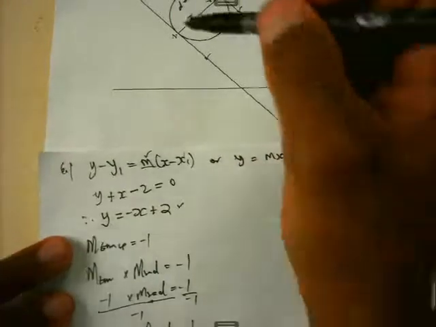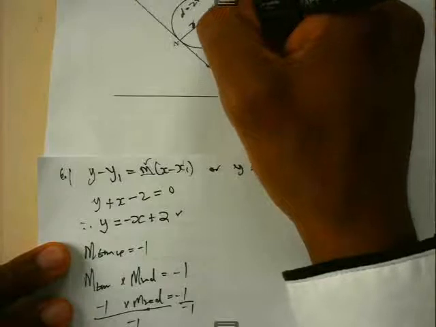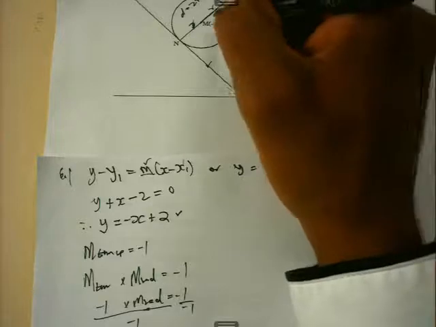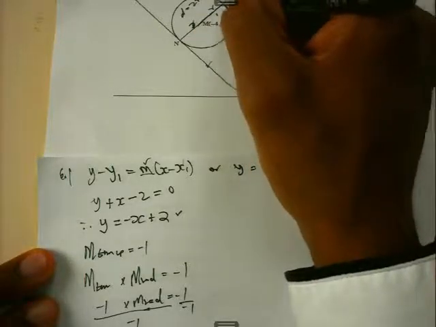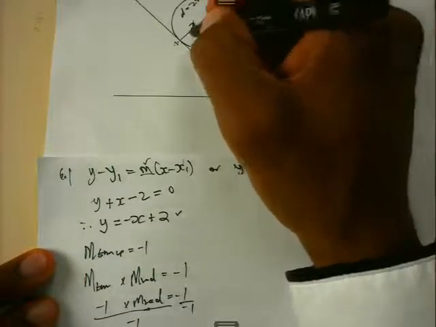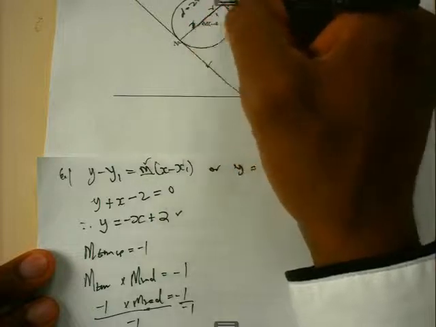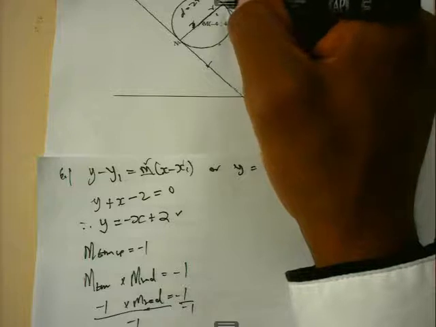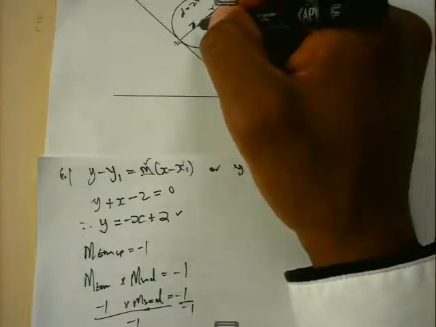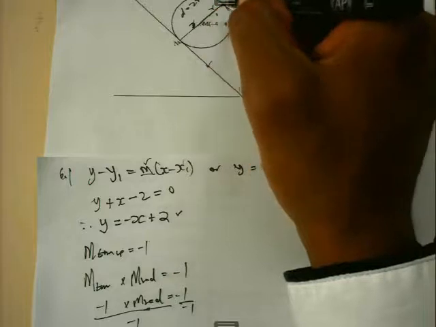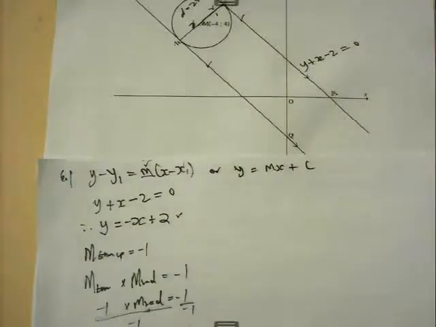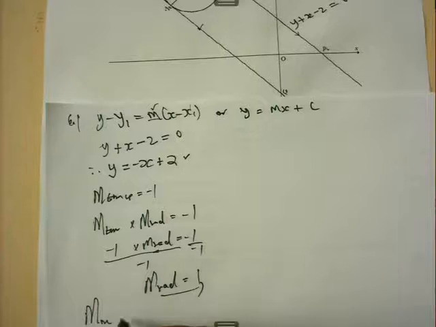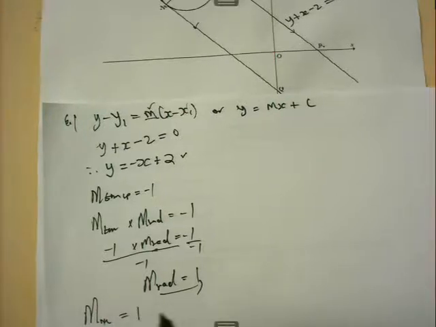Now we know that the gradient of this line here is positive 1. Of course, if this is a diameter, we can say L, M, and N are on the same line. It means these points are collinear. If these points are collinear, then the gradient of LM is equal to the gradient of MN, or the gradient of LM is equal to the gradient of LN. Therefore, the gradient of NL is equal to +1.